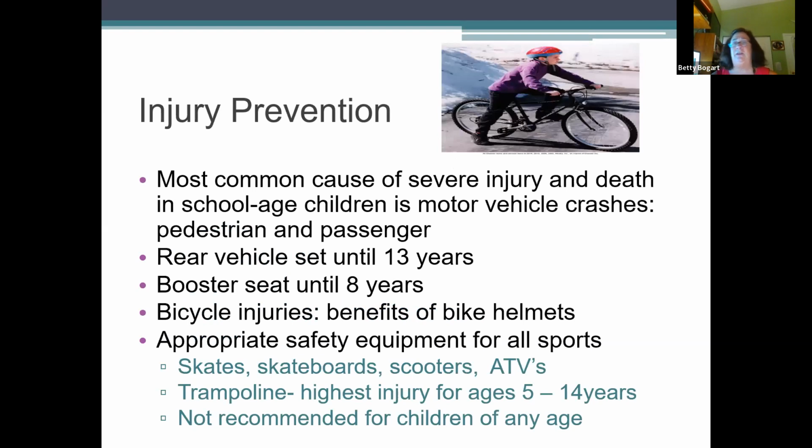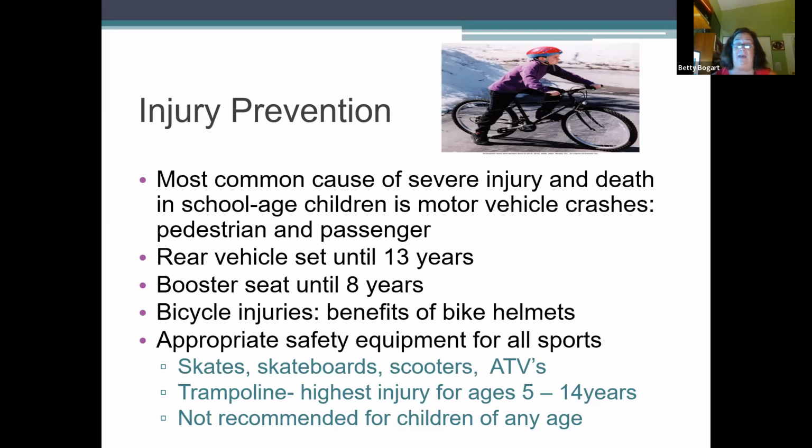Injury prevention. When you think of injury in children, always think motor vehicle. That's always number one, okay? Always think whether they're adolescents driving and running over something or into something, or as a school age child that's in a car that has an accident. They say a child should be in the rear seat till they're 13.